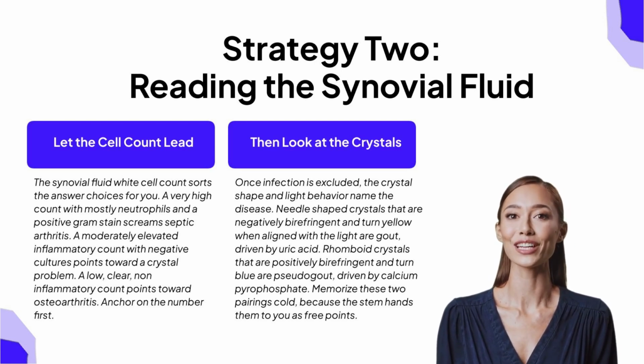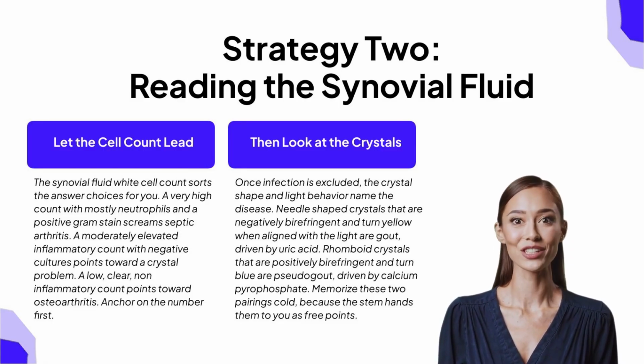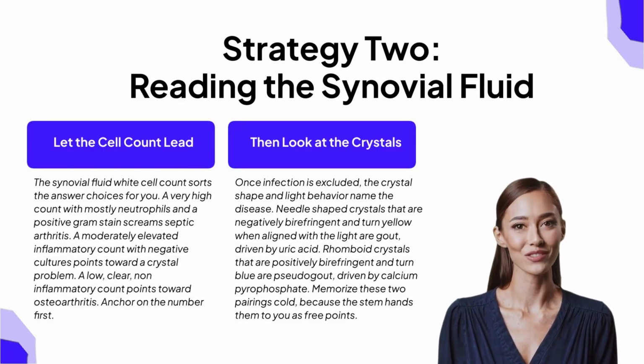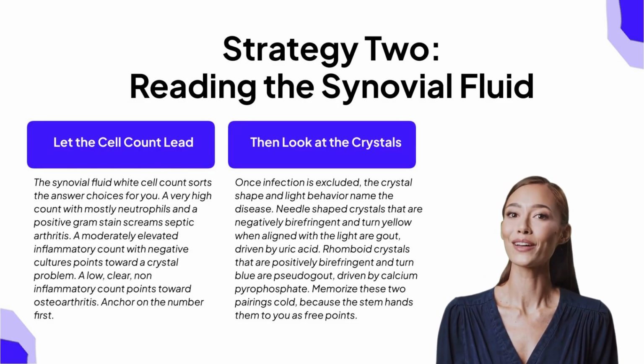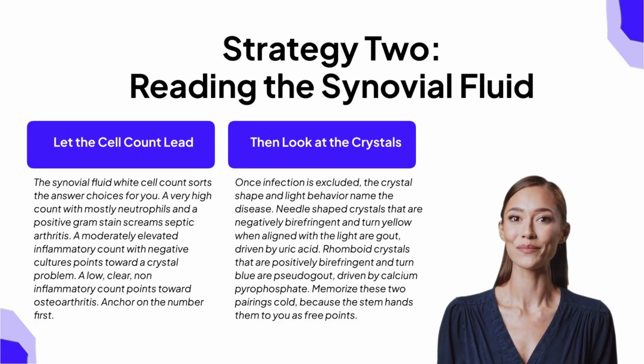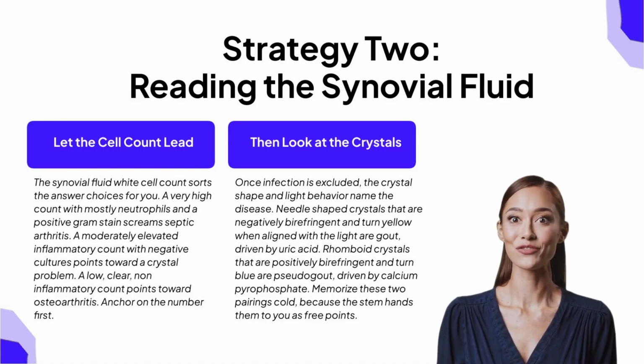Then, once infection is off the table, let the crystals name the disease. Needle-shaped crystals that are negatively birefringent, turning yellow when parallel with the light, are uric acid, and that is gout. Rhomboid crystals that are positively birefringent, turning blue when parallel, are calcium pyrophosphate, and that is pseudogout. Memorize those two pairings cold, because the exam hands them to you as free points.